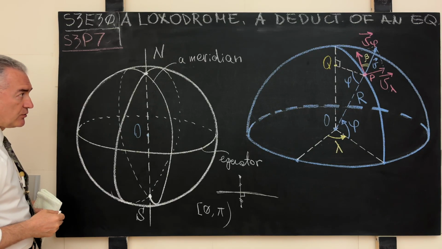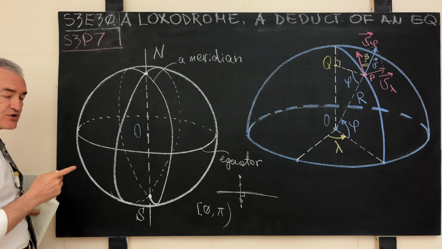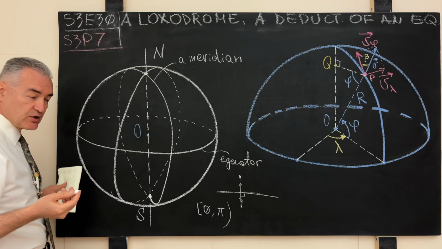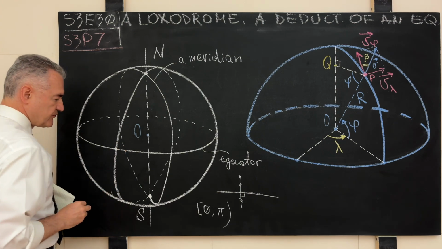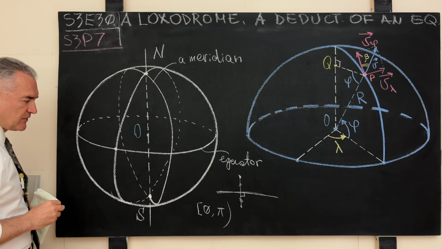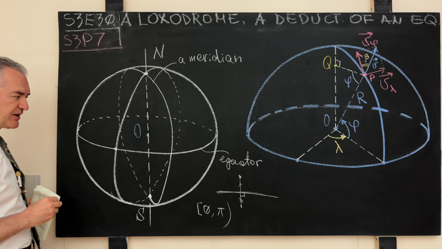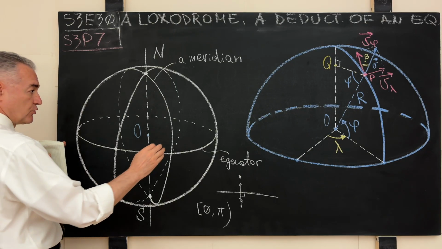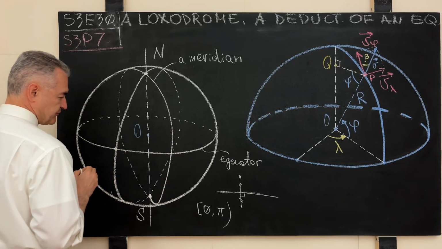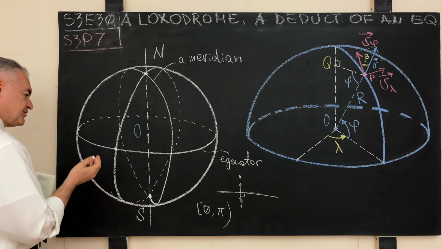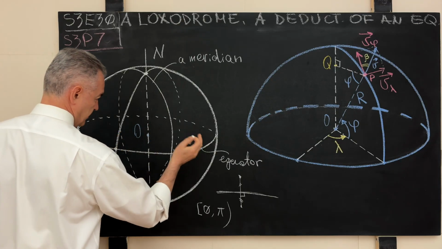And now that we understand how meridians come into existence, one such meridian picked arbitrarily can be called the reference meridian. So with that reference meridian, we will measure the angular displacement of any point that is located on our sphere in two directions, the westerly direction and the easterly direction.